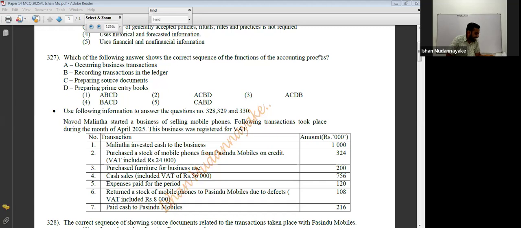ACDB. Occurring transaction first, then preparing source document second, third preparing payment books, fourth recording transaction in ledger. Right, ACDB. Third one is the answer.